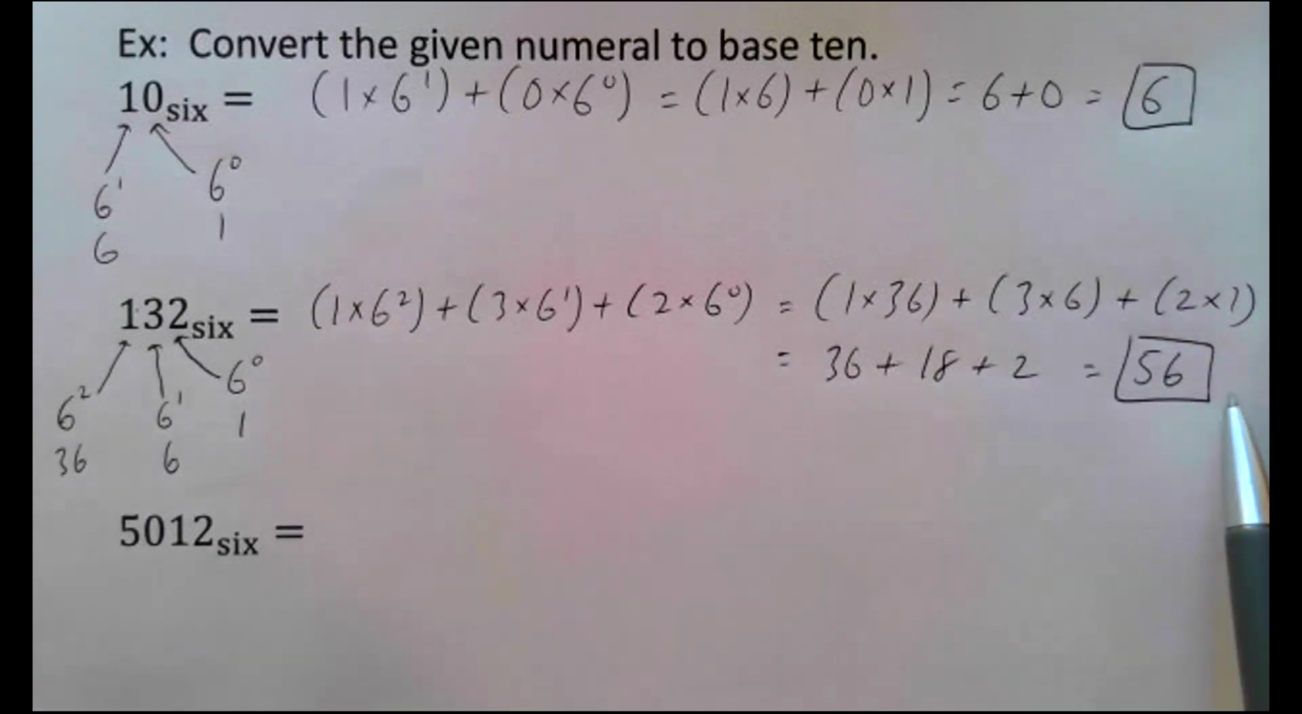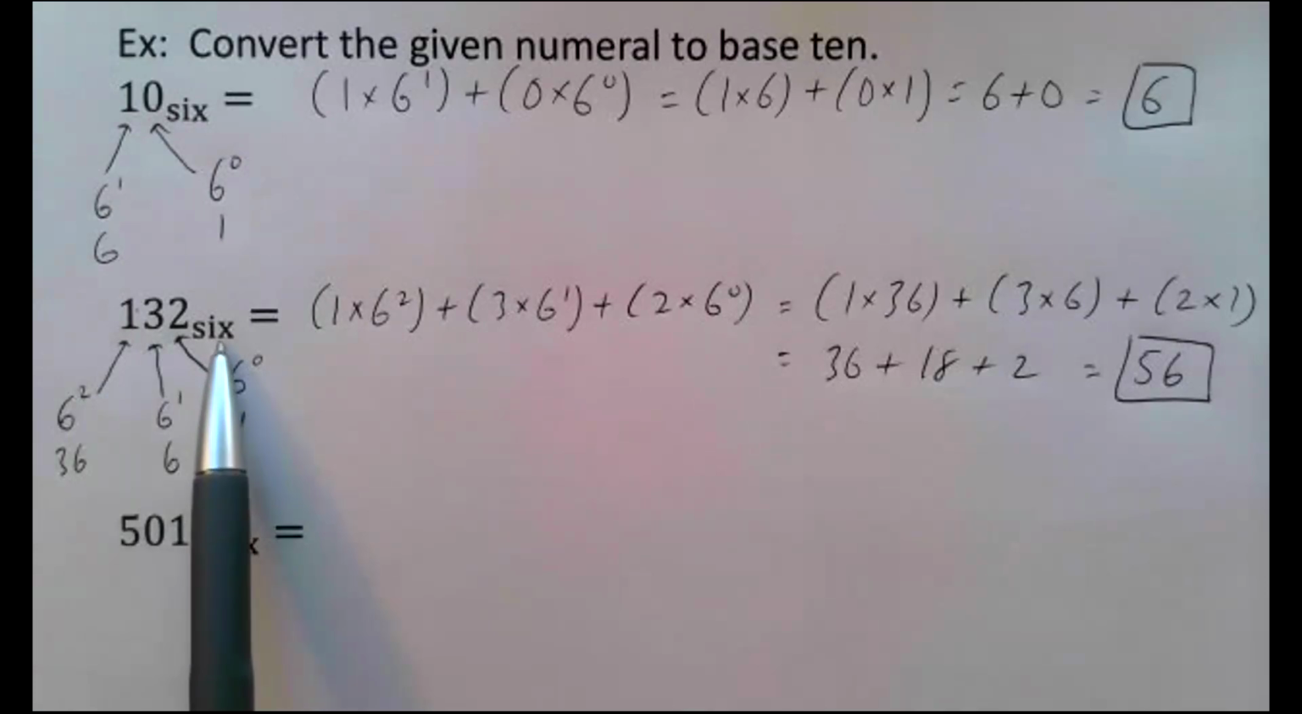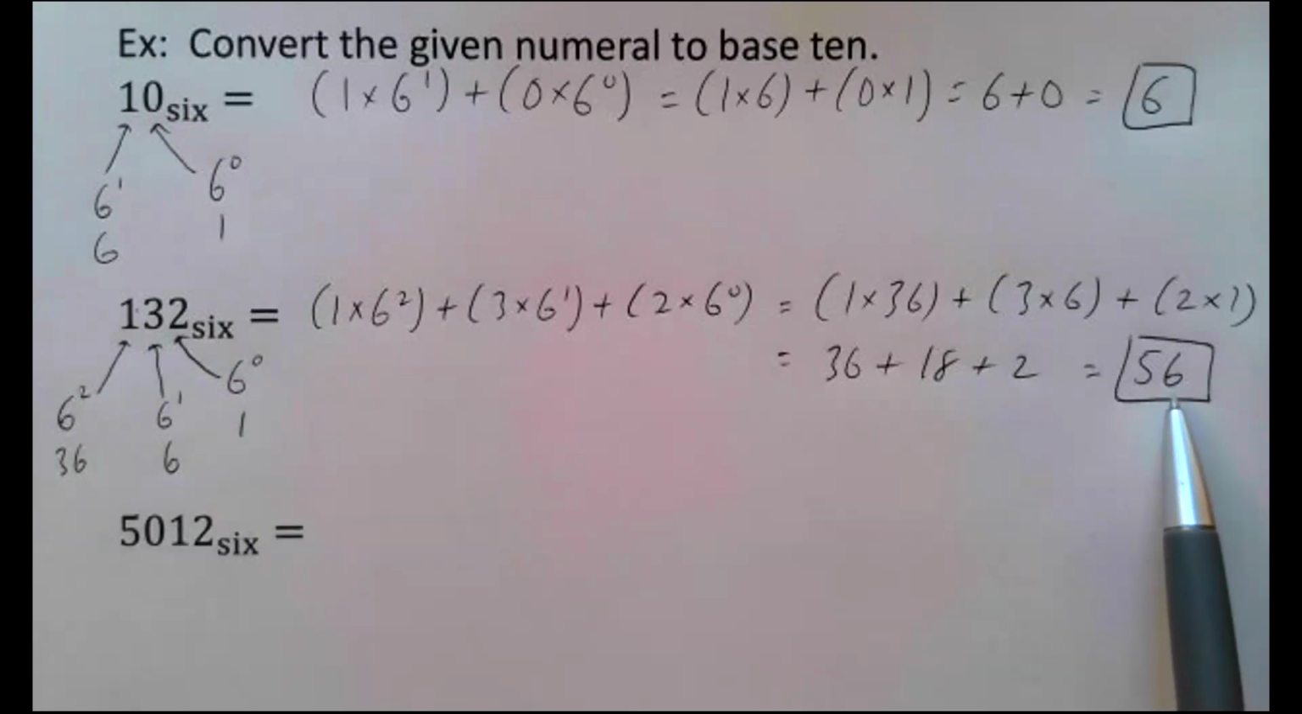Again, I don't need to put a base here because it's assumed base 10 when we leave the base blank. It's assumed we're talking base 10. So 132 base 6 is equal to what we call 56.